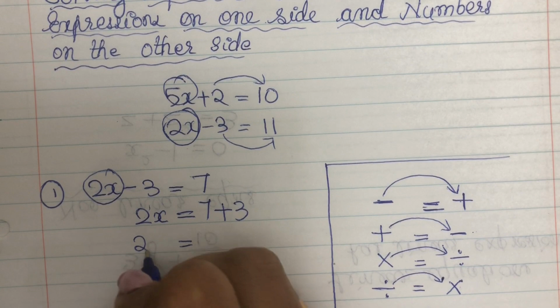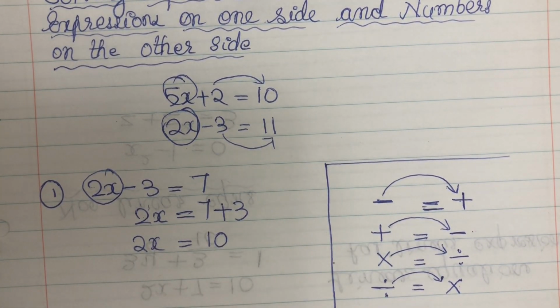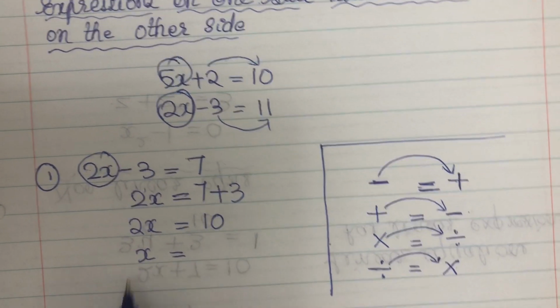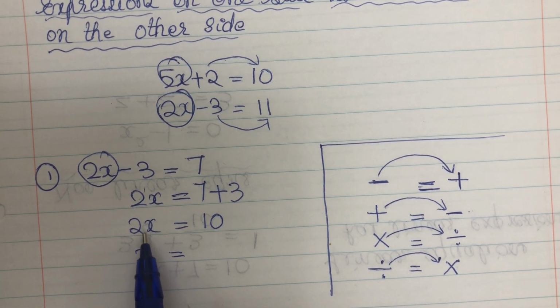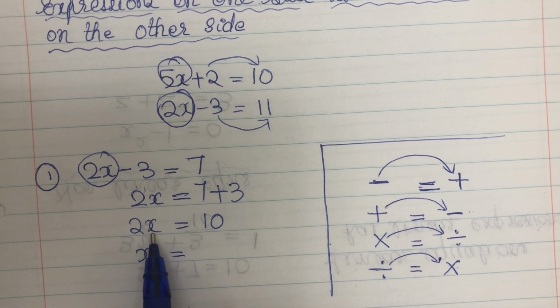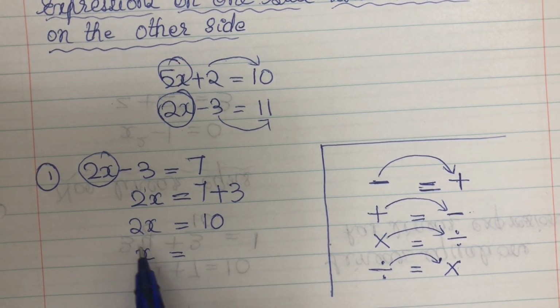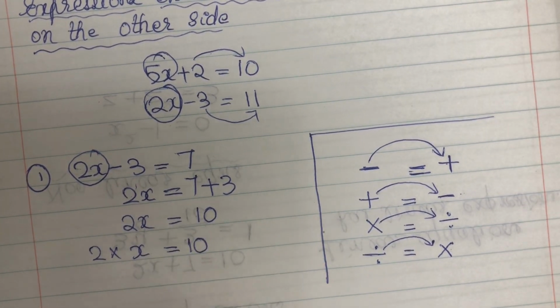So 2x is equal to 7 plus 3, which is 10, right? Now what is x? So here it is 2 into x, right? So we'll keep only the x here, so that we have to find the solution. x is a solution, right? So we'll keep only the x here, and it is 2 into x. So we'll take the 2 to this side. So it is what? 2 into x is equal to 10.